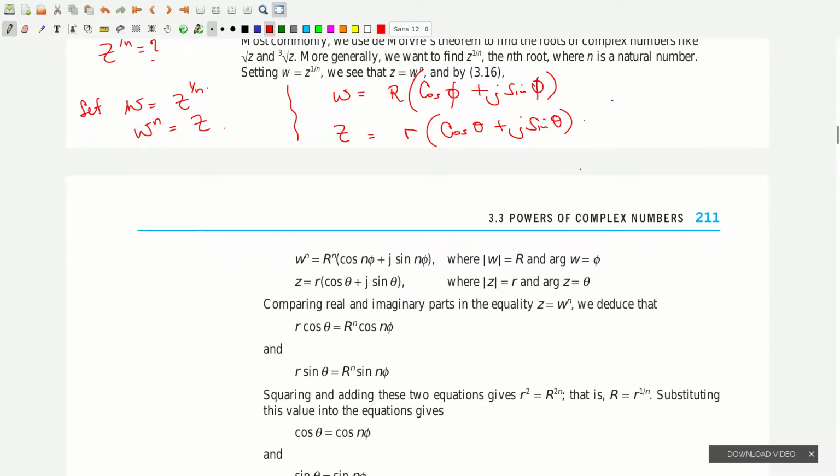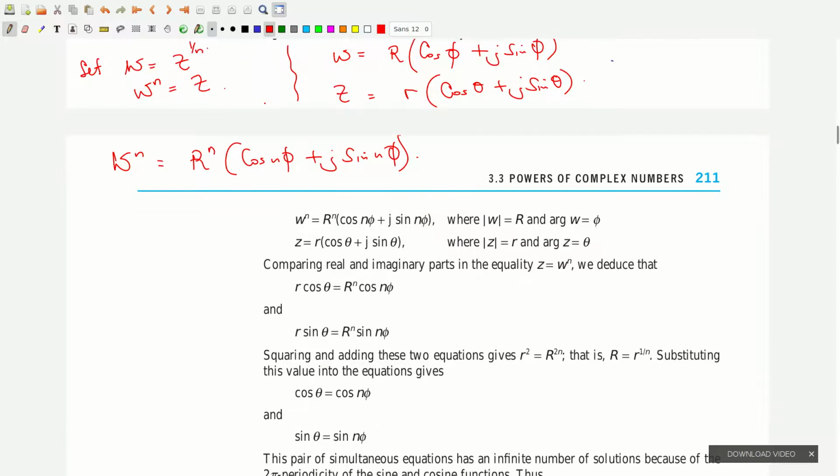So we can see we have an expression for w to the n. That means w to the n is going to be R to the n, then cos n phi plus j sine n phi. Okay, so we have w to the n, and now we are on this step here.